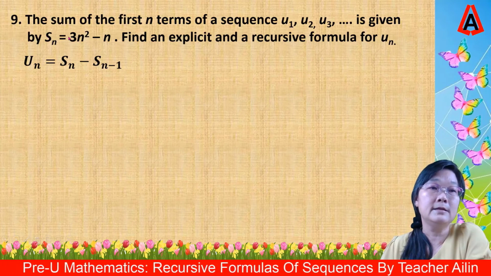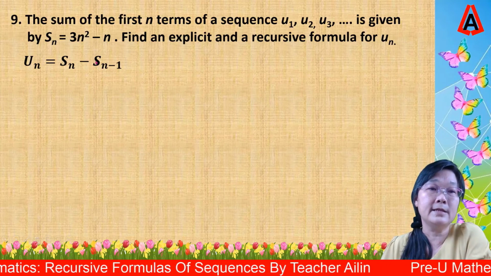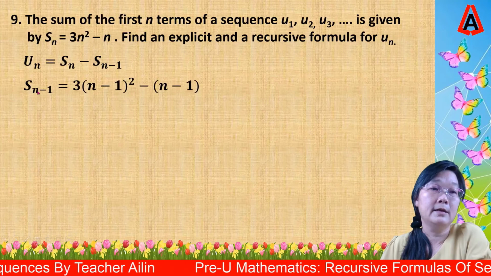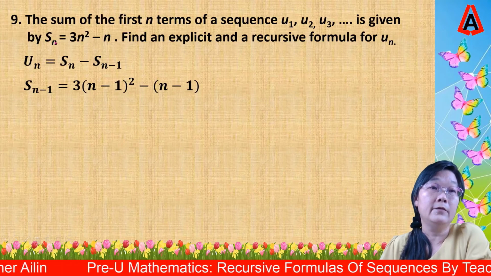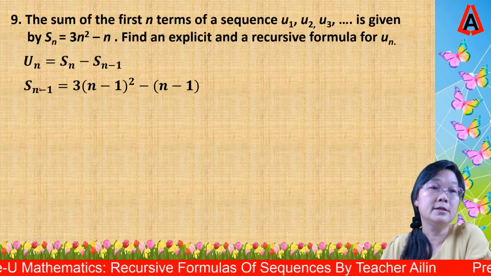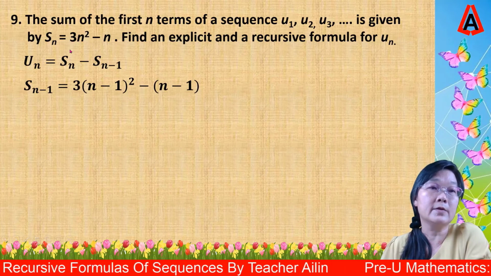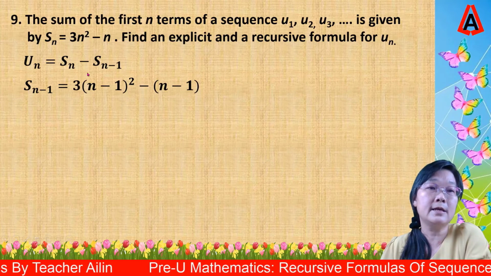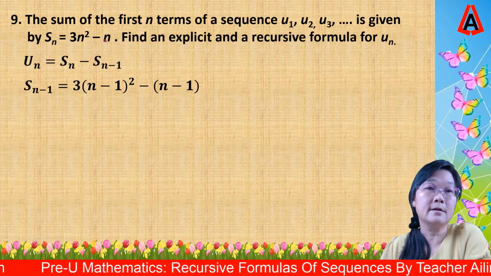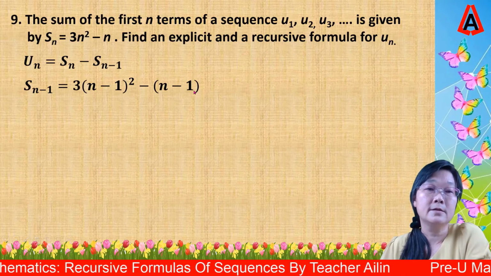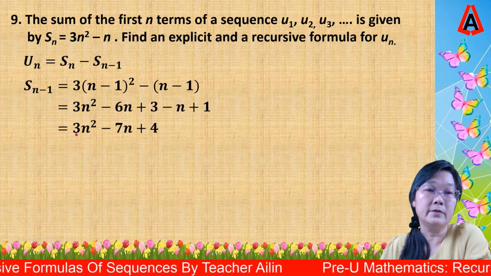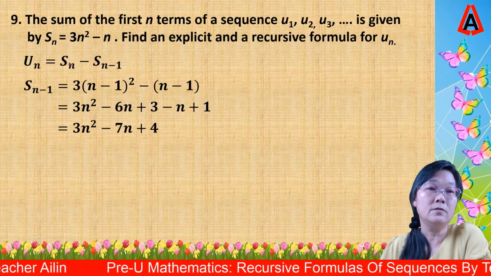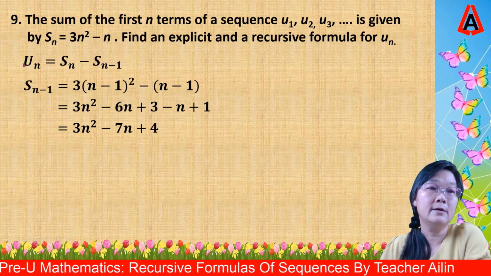Since S_n is given, the first step you need is to find S_(n-1). To find S_(n-1), compared with S_n, we simply replace the original n with n minus 1. So in S_(n-1), this n is replaced with n minus 1, and this original n is replaced with n minus 1. When we simplify, we will get this. Now we have S_n and S_(n-1), so we can use these two expressions to find u_n.